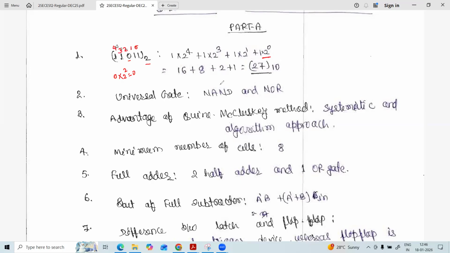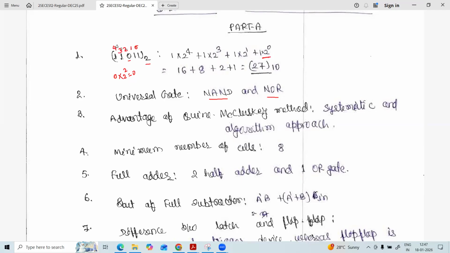Next we have universal gates. Name the two types of universal gates. That is NAND and NOR gates, since we are able to design other gates with the help of NAND and NOR gates, but still people have made mistakes in this. Advantage of Quine-McCluskey method: it is a very systematic and algorithmic approach. Where we have many variables, meaning when the number of variables in the K-map is large, it is an advantage to use the McCluskey method. That is also known as the tabulation method.